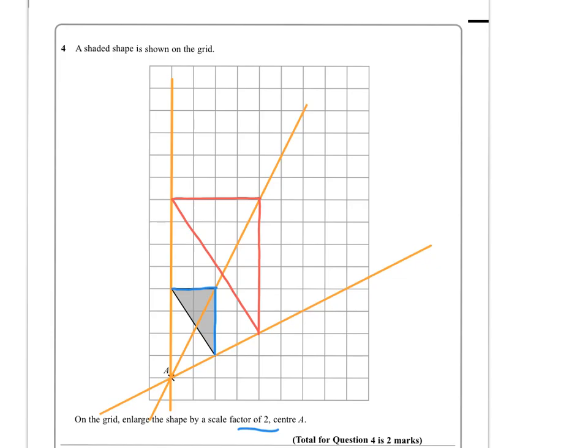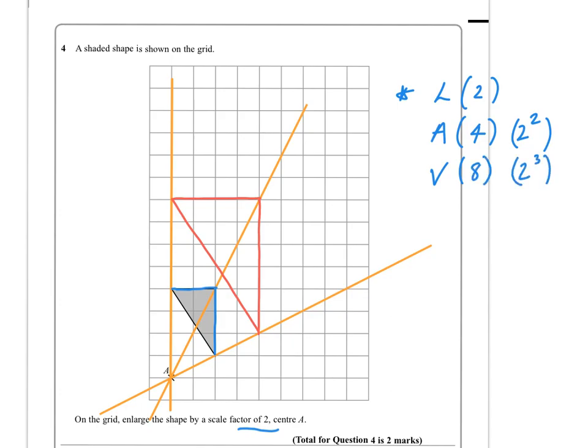Right, that's as best I can do with this pen. And there you go, there's your enlarged shape by a scale factor of 2. The interesting thing to note here, as a little aside, is if you have a length scale factor of 2, can you remember what your area scale factor would be? Well, it will be 4, i.e. 2 squared. And what would your volume scale factor be? Well, it would be 8, or 2 cubed.